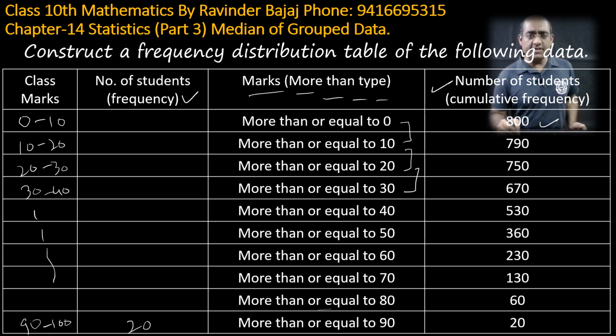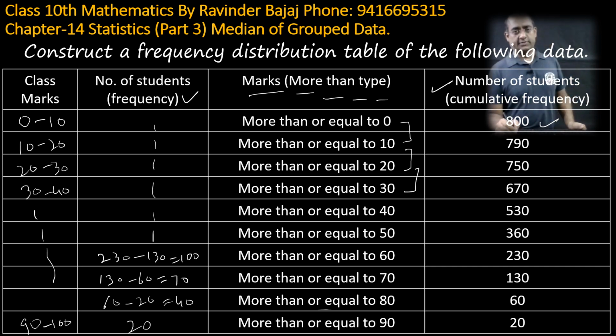Now 60 minus 20, it will be 40. 130 minus 60, it will be 70. Next is 230 minus 130, it will be 100, and so on. You will calculate it from the bottom to top. In this way you will be able to find the class marks and frequency column. Now let me find it for you.